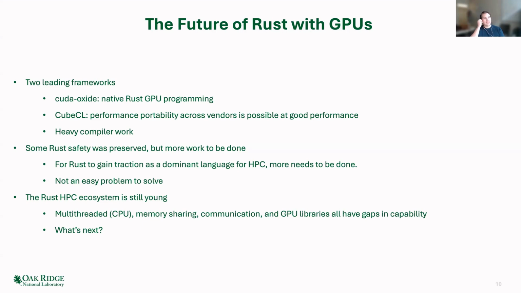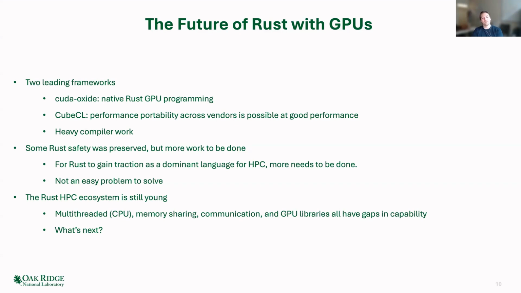Both are great. So Rust safety was preserved in these GPU methods. I think that's the main concern: one of the pillars of Rust is safety, but when you go to GPUs, you're losing that safety. I think some is preserved, but there's still much more to be done. For Rust to really take that extra step, safety needs to be even better in the GPU and heterogeneous environment. This is not an easy problem to solve, right?